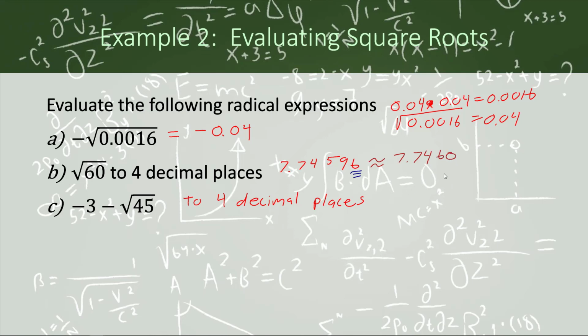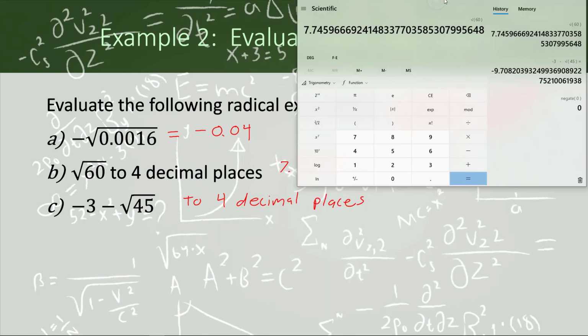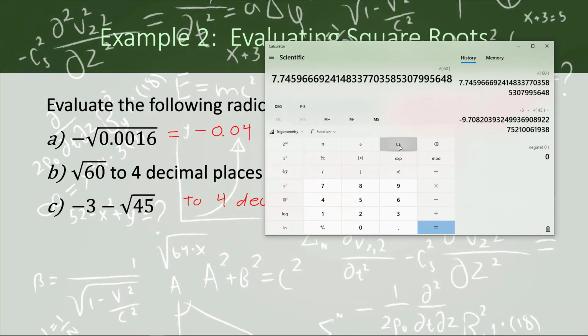Okay, I don't believe the problems in your homework are nearly that bad. Okay, then the next one is -3 minus the square root of 45. Once again, we are going to need to use the calculator for that. So what is that going to look like? Well, let me get the calculator up here. Let's go ahead and clear it.